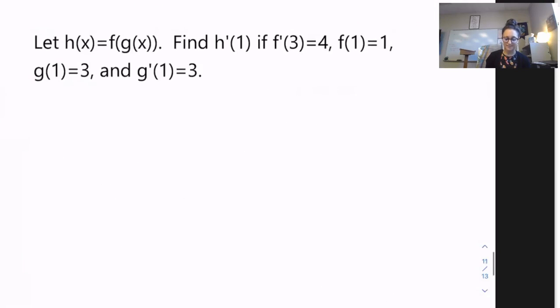All right, our last example, I would like for you to bring this to class. H of x is f of g of x, and I've given you h prime of 1, f prime of 3, f of 1, g of 1, and g prime of 3. And you will not need all of these, but you will need some. Go ahead and apply chain rule, the one I had you write down. Just plug in 1 for x and see if you can get this and bring it to class when we see each other.